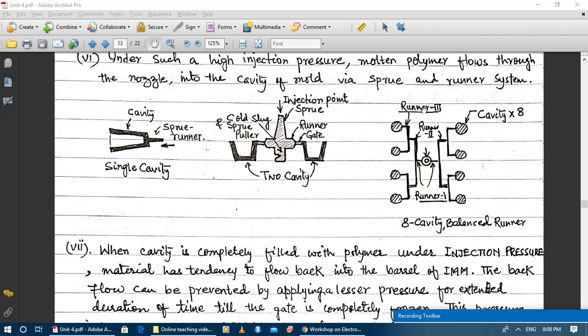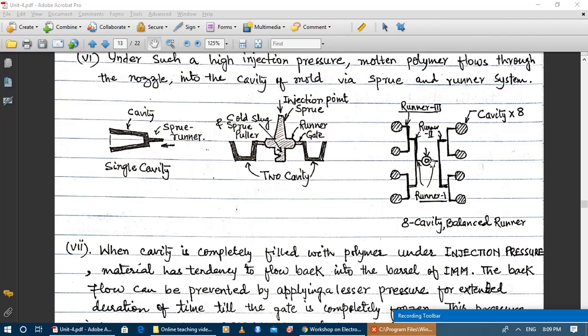This is another example of 8 cavity balance runner system. The injection point is at the center, then it is divided into 2 branches, and finally these 2 branches are subdivided into 4 branches, and 4 branches are finally subdivided into 8 branches. So this is the primary runner, secondary runner and tertiary runner, and tertiary runner is attached to the cavity with the help of gate for each and every cavity. So this is the balance runner system.